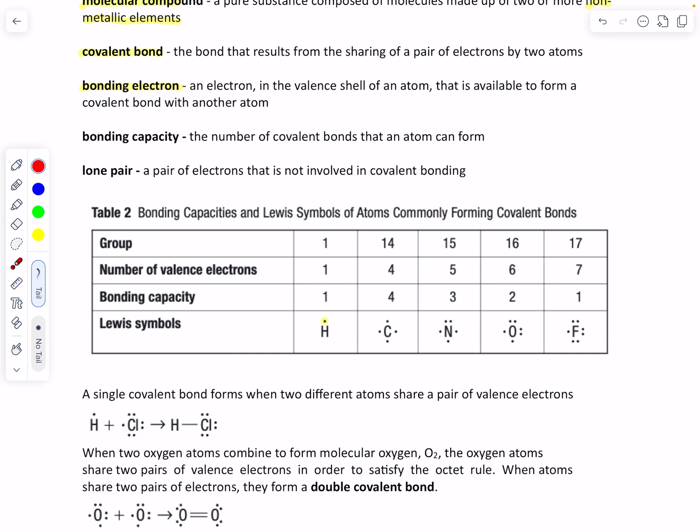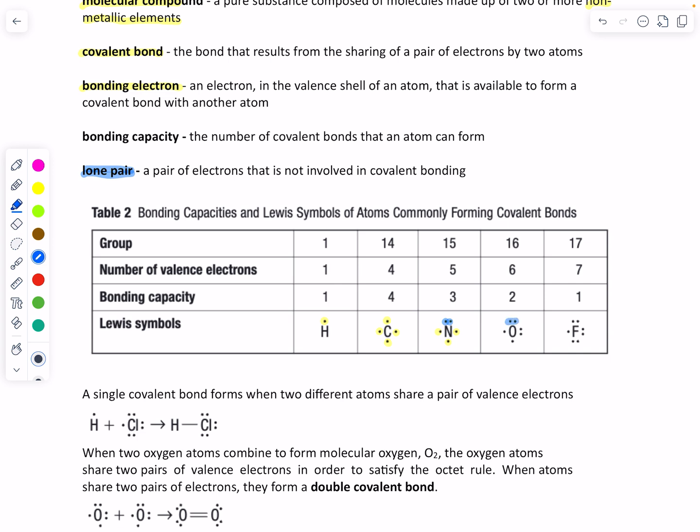Take a look at carbon. Carbon has 4 single electrons. It has a bonding capacity of 4 and is capable of producing 4 covalent bonds. Let's take a look at nitrogen. Nitrogen has 3 bonding electrons and 2 non-bonding electrons. These 2 electrons are called a lone pair. A lone pair is a pair of electrons that is not involved in covalent bonding.